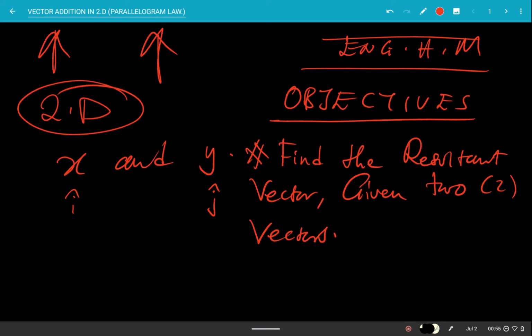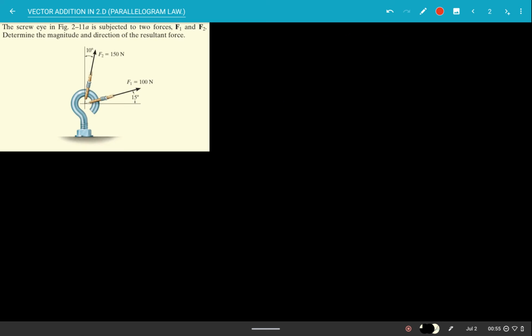We'll understand this with an example. The example says the screw eye in the figure is subjected to two forces, force 1 and force 2. We've been asked to determine the magnitude as well as the direction of the resultant force. We've been given the 15 degrees there as well as the 10 degrees there. So how do you go about finding the magnitude of the resultant and its direction using the parallelogram law? We're going to follow some steps.